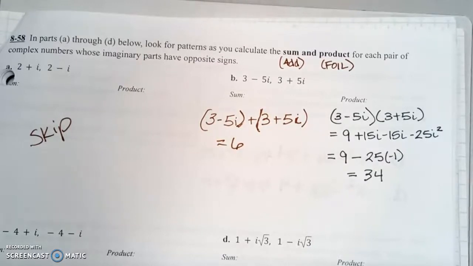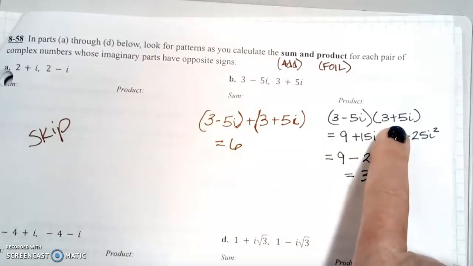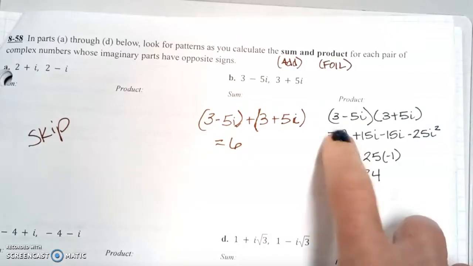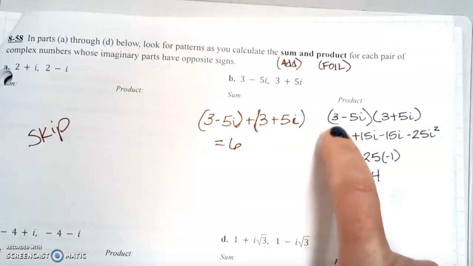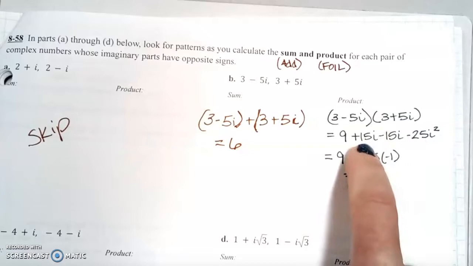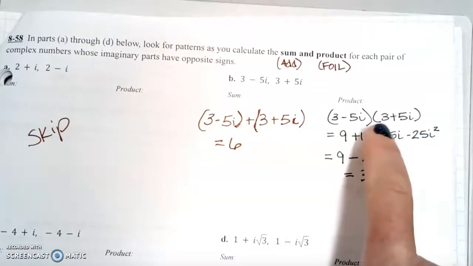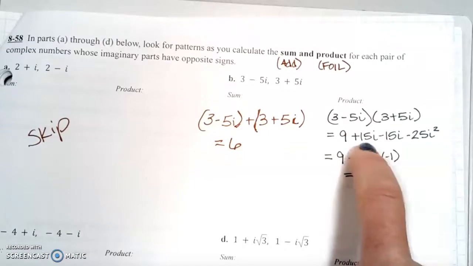All right? For the product, we're going to take the 3 minus 5i and multiply it by the 3 plus 5i, which is essentially like a binomial times a binomial. And so we would FOIL. When you FOIL, you're going to multiply 3 times 3 to get 9. For the O, the outside, 3 times the 5i is plus 15i. Then you do the inside, which is negative 5i times 3, which is negative 15i. Notice these 2 are opposites of each other.